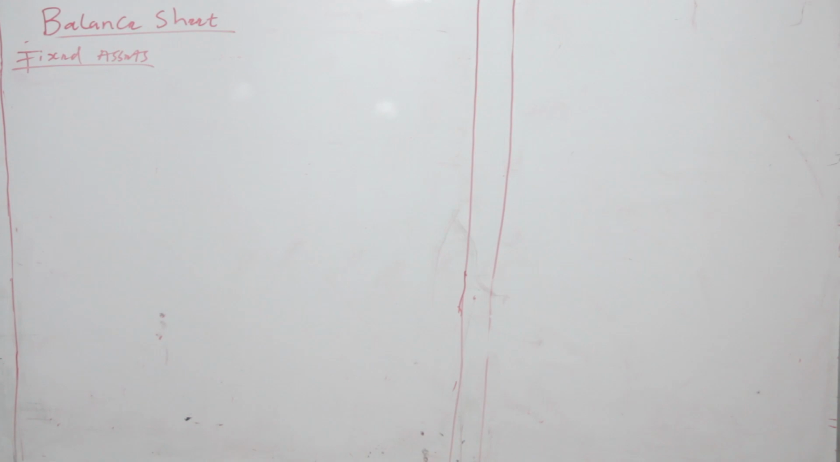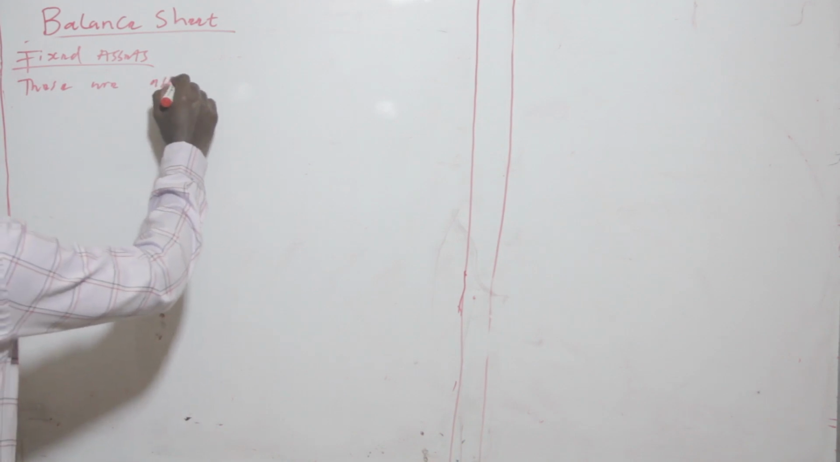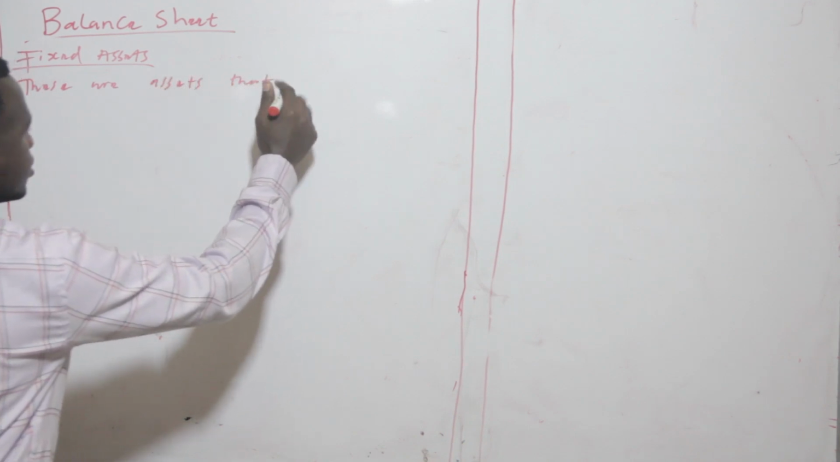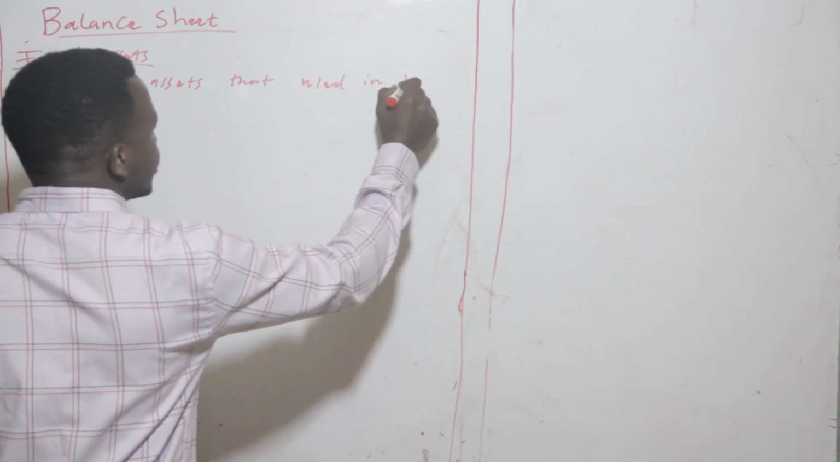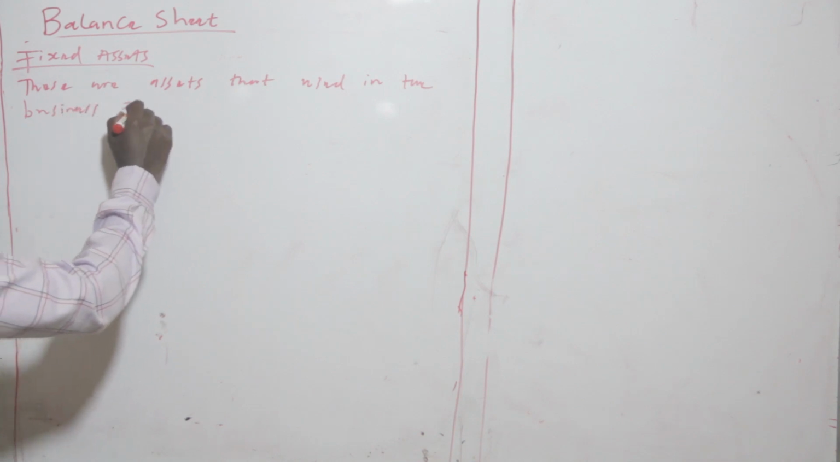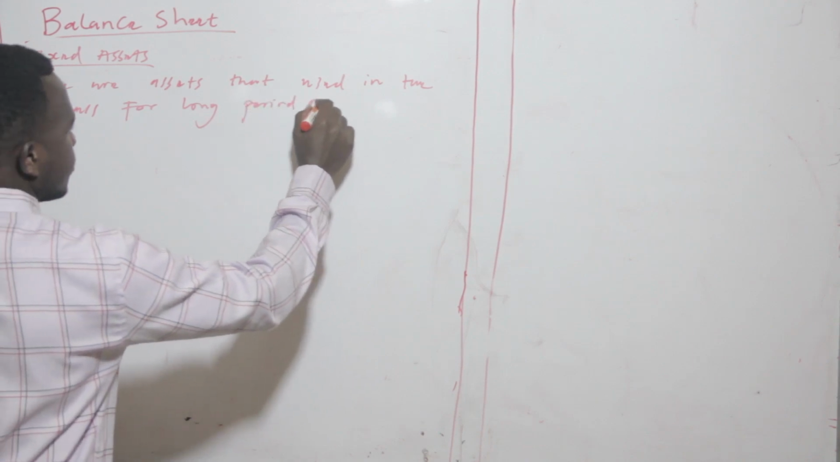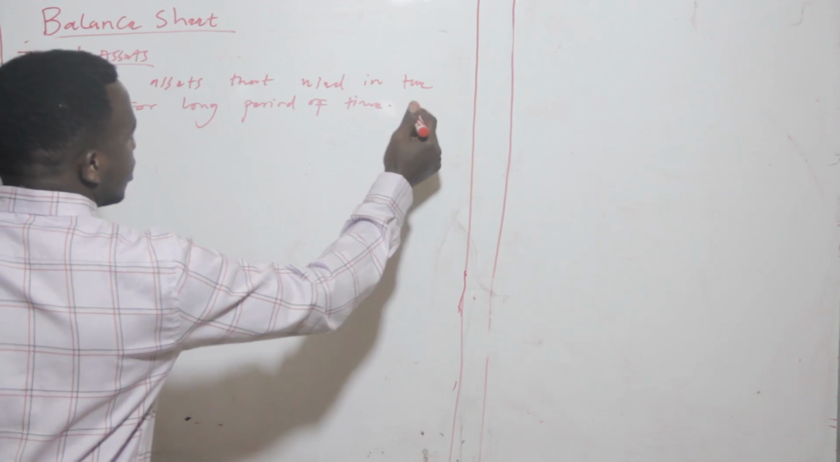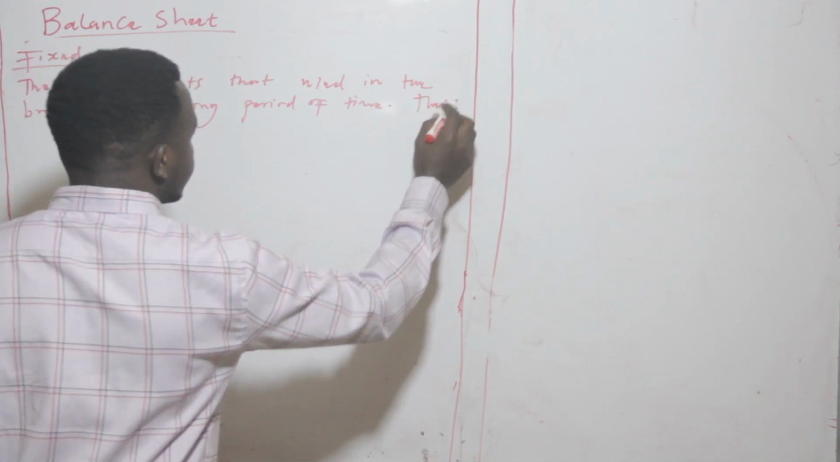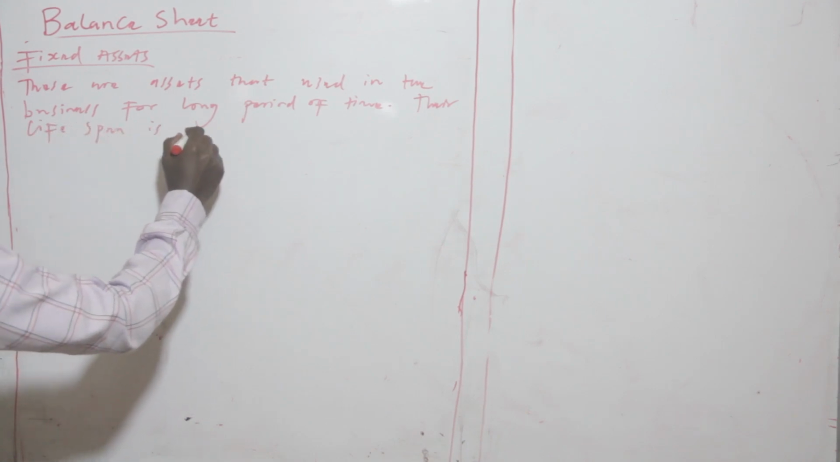So let us now look at fixed assets. Fixed assets are assets that are used in a business for a long period of time. We can say their lifespan is more than 1 year.